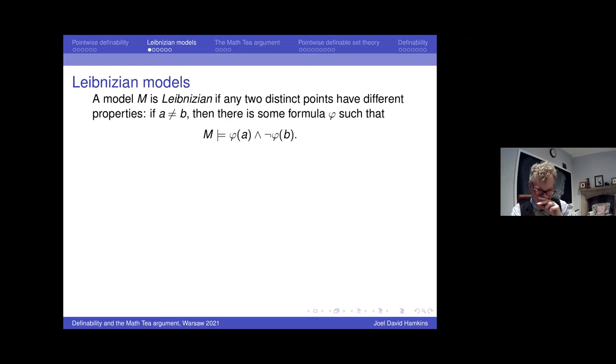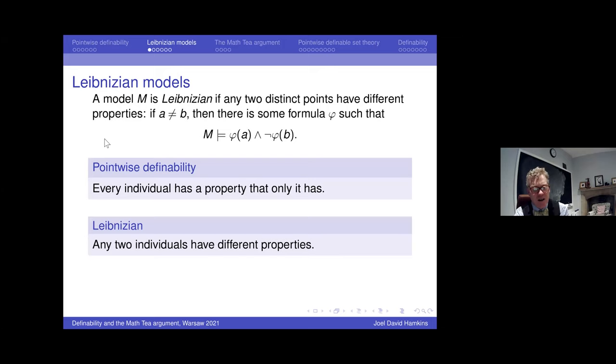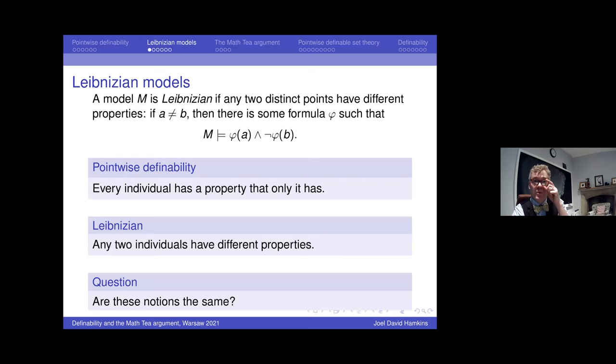Okay, so we can compare then. Pointwise definability is saying every individual has a property that only it has. Leibnizian says any two different individuals have different properties. So they seem kind of similar, and it's fun, I think, to consider whether these are the same property or not. So let's think about that a little bit. Of course, any pointwise definable model will be Leibnizian because if every individual has a property that only it has, then if I have two different individuals, each of them has a property that the other one doesn't have. And so the structure is going to be Leibnizian. So really the question is the converse.